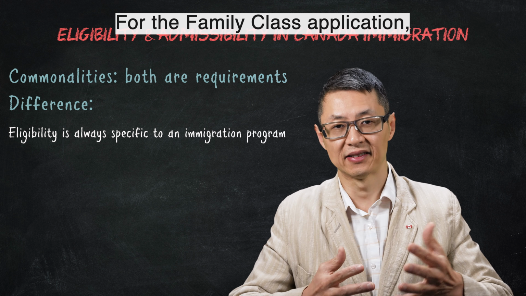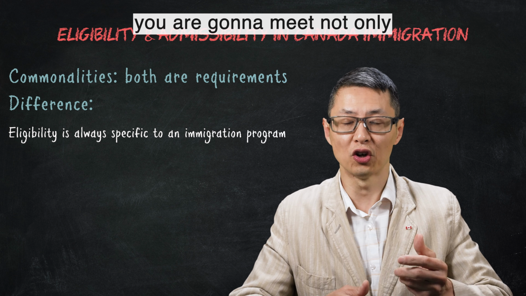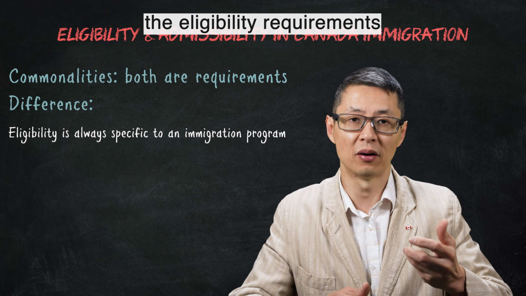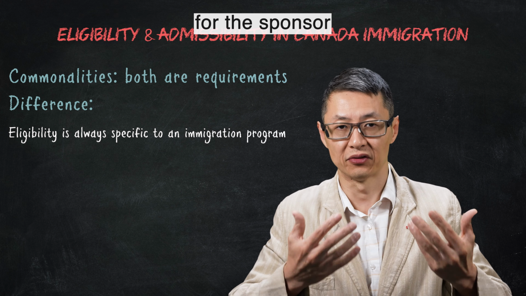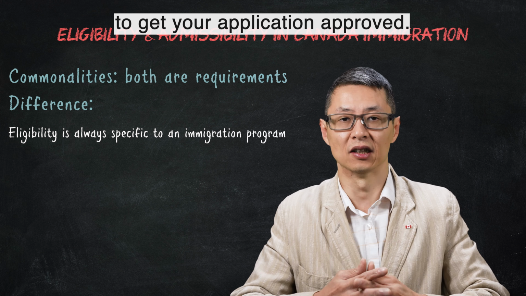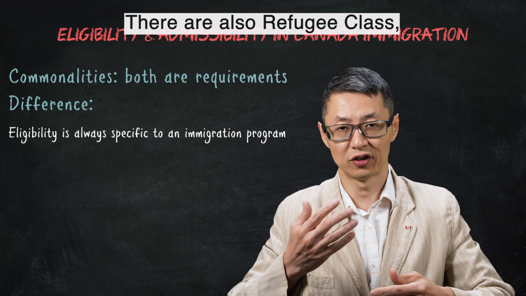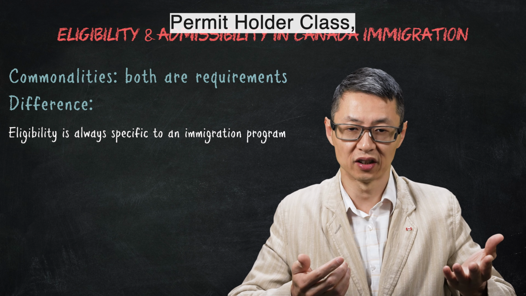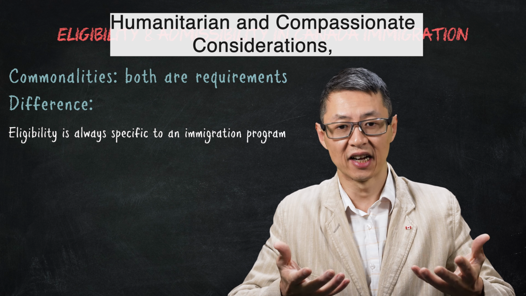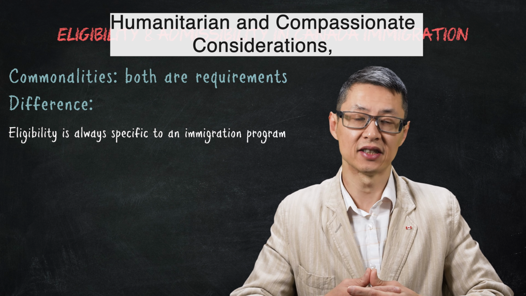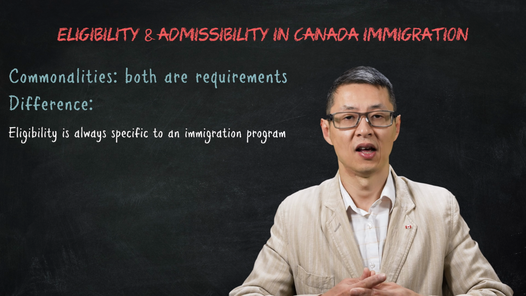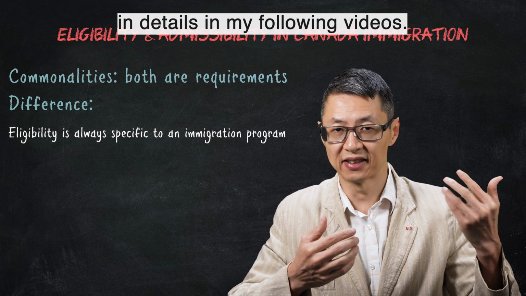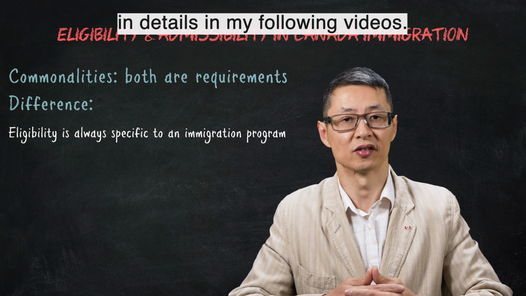For the family class application, you need to meet not only the eligibility requirements for the applicants, but also the eligibility requirements for the sponsor to get your application approved. There are also the refugee class, permit holder class, and even the humanitarian and compassionate considerations, which is not exactly an immigration program. I will examine all of these in detail in my following videos.